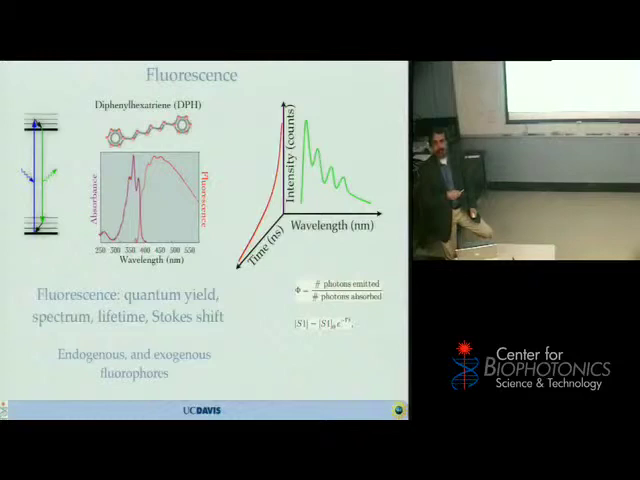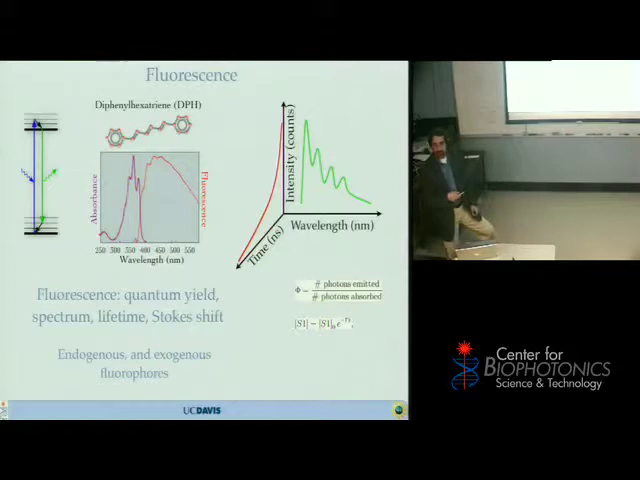And it is helpful to know this because it can allow us to distinguish between different fluorophores. Each fluorophore has a certain decay time. It may change with changes in the temperature or pH, but it is a good indicator of a certain molecule.